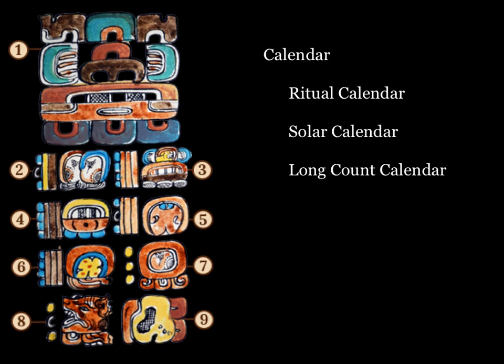The Maya had a calendar that tracked the ritual cycle, 260 days divided into 13 months, as well as a solar calendar, 365 days divided into 18 months. The concurrence of these two calendars every 52 years was believed to be especially ominous.